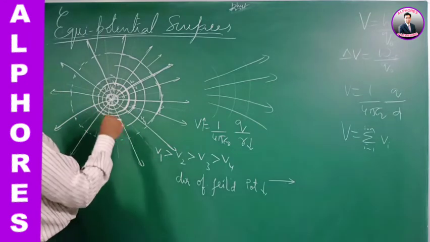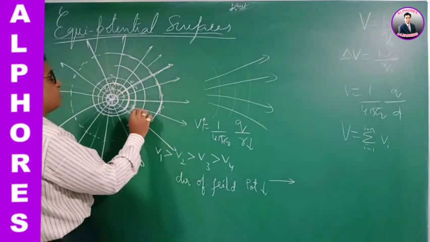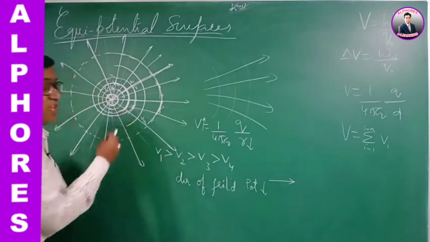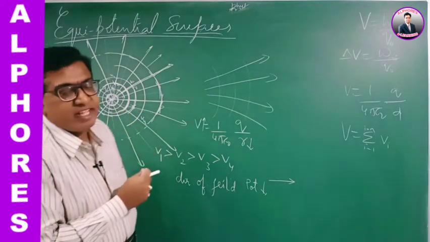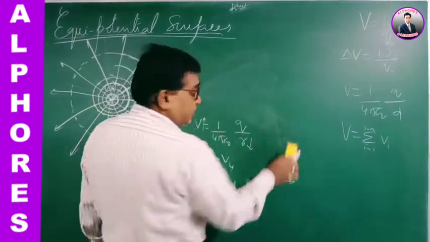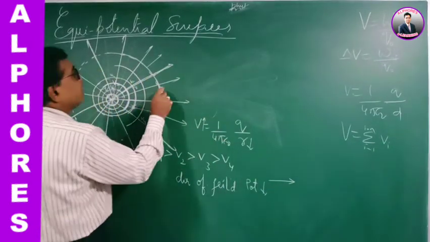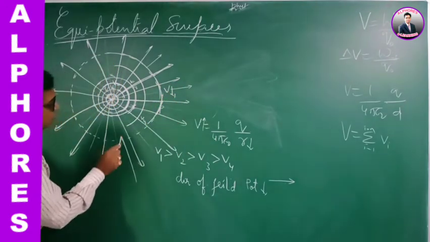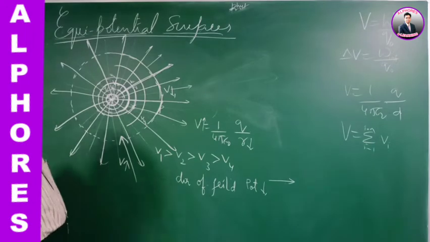In the same way, if you move in the direction opposite, as you move nearer, opposite to the line of force, then the potential increases. Similarly, if I consider a positive charge, as you move away, potential reduces. But as you move towards it, potential increases.